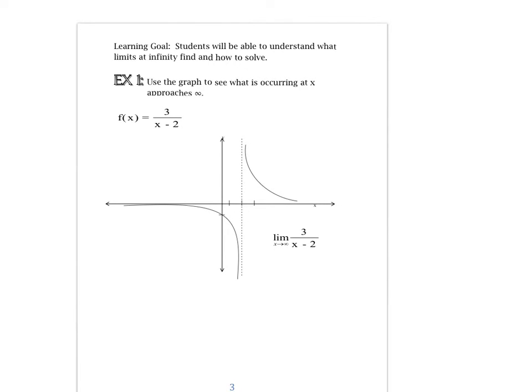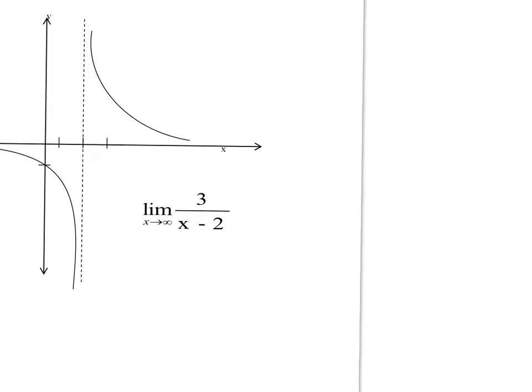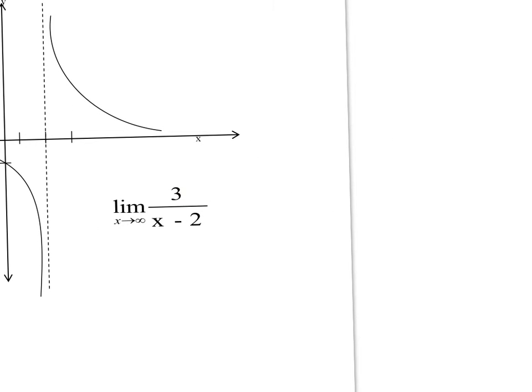All right, here's the first one. It says use the graph to see what is occurring as x approaches infinity. We can verify that it looks like it's going closer and closer to 0. But let's look at our expression. There is no x value, so if I wanted to, I could write this as x to the 0, because x to the 0 is just 1. And here I have x to the 1. That means the degree on top is smaller than on bottom. So this is one of those scenarios where it's approaching 0. All there is to it. Let's go to the next one.